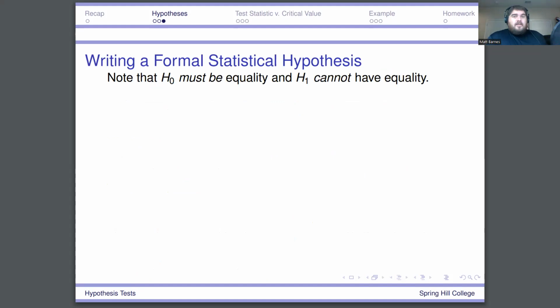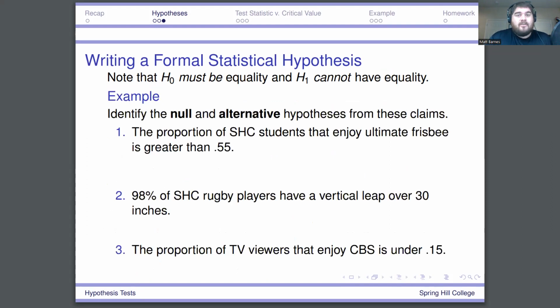So an easy thing to remember: H naught has to have an equal sign in it. H1 has to not have an equal sign in it. H1 can have three different things: less than, greater than, or not equals. But it can't have an equal sign, and H naught always has to have an equal sign. So let's look at these statements and see if we can mathify these words, turn them into a null and an alternate hypothesis.